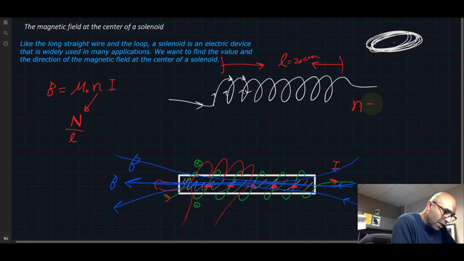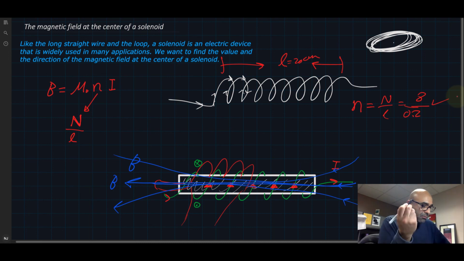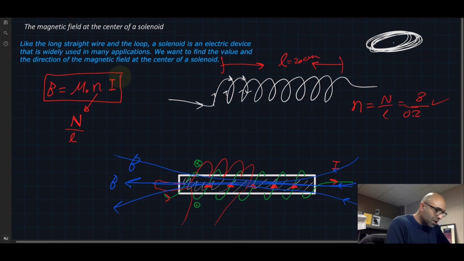So small n is equal to big N divided by L. N we said is 8, 1, 2, 3, 4, 5, 6, 7, 8, divided by 20 centimeters, which is 0.2 in meters. And that would be a number, whatever that is. So that's what small n means. Remember, it's not the number of loops, it's the number of loops per unit length. Okay? And that's it. Thank you very much.